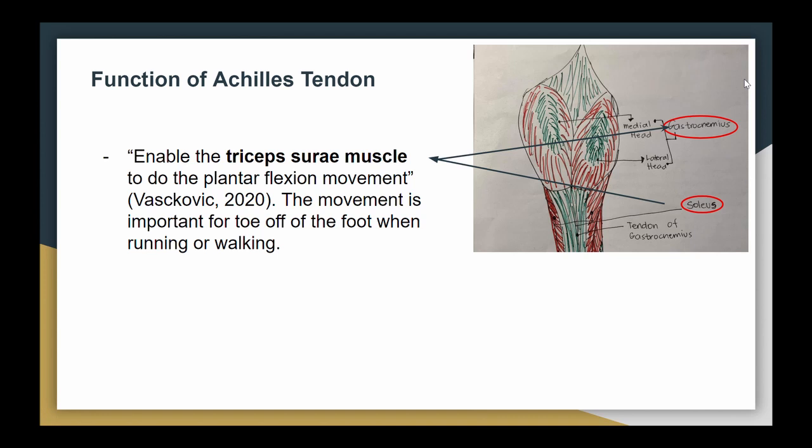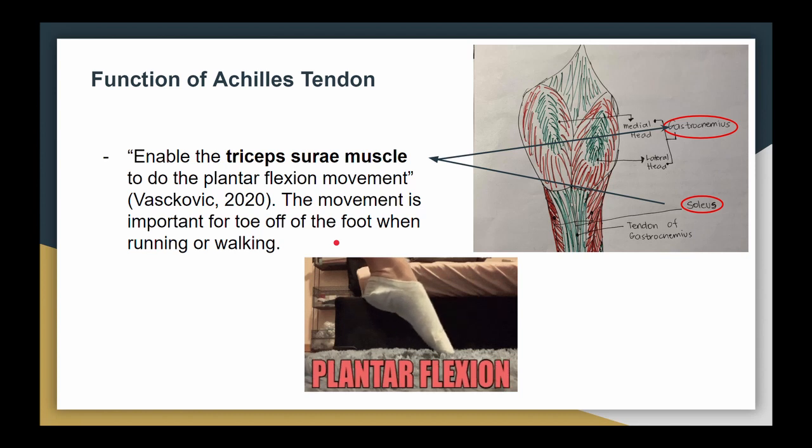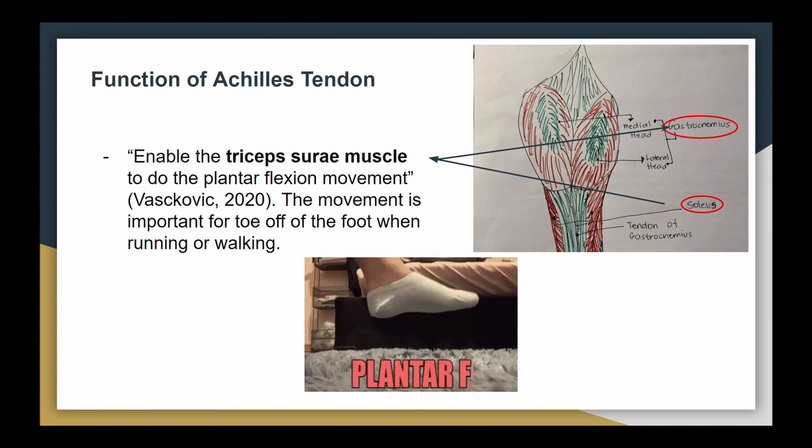So moving on to the function of the Achilles tendon. According to Vaskovic, it enables the triceps surae muscle to do the plantar flexion movement. The triceps surae muscle is composed of the gastrocnemius muscle and the soleus muscle. The gastrocnemius is made up of the medial head, which is this, and the lateral head. The movement, plantar flexion, is important for the toe off of the foot when running or walking, as you can see here. It is caused by the contraction of the gastrocnemius and soleus muscles, resulting in a force through the Achilles tendon.